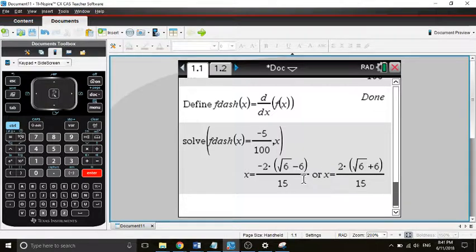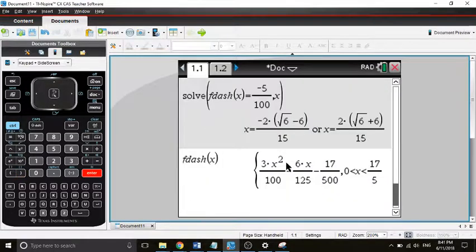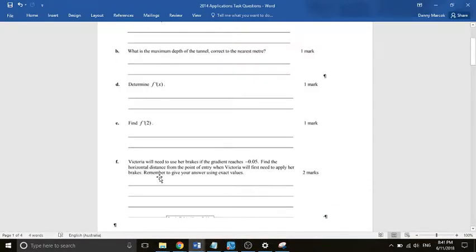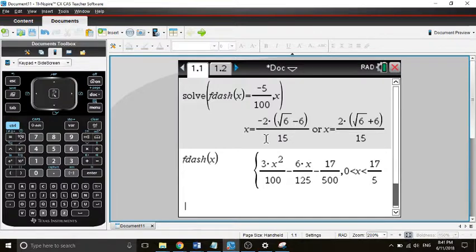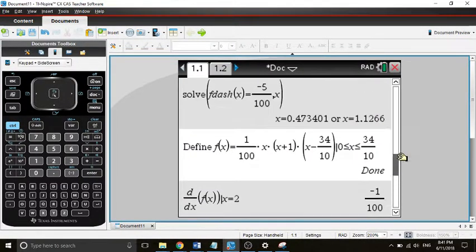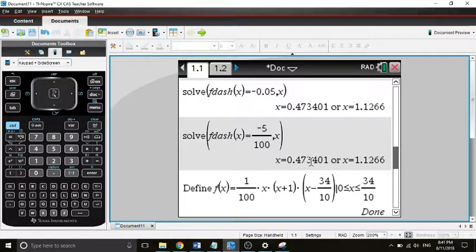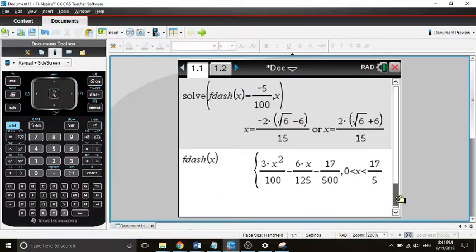Where it first happens, we'd most likely choose this one here because of the domain that we defined. Let's just check f dash of x. Yep, we've got a domain there. So that's what we'll be looking at. Remember to give your answer using exact values. So it first enters the tunnel at this value. We can see that because it happened here at 0.473. That's our equivalent to that.